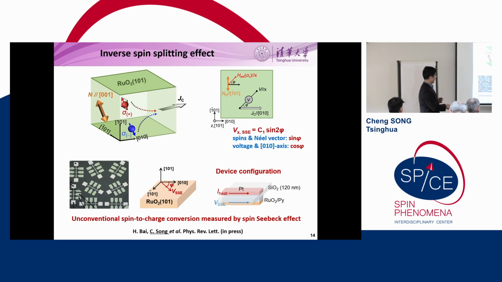Here we measure the spin Seebeck voltage, and this is the heating layer separated by the silicon oxide. When we measure the angle-dependent devices, it satisfies the relation of sin 2 phi, because the angle between the spins and the Néel vector is sin phi. And also for the measurement voltage along different directions, the angle between the measurement voltage and the 010 axis is cosine phi. So we try to get this sin 2 phi relationship.